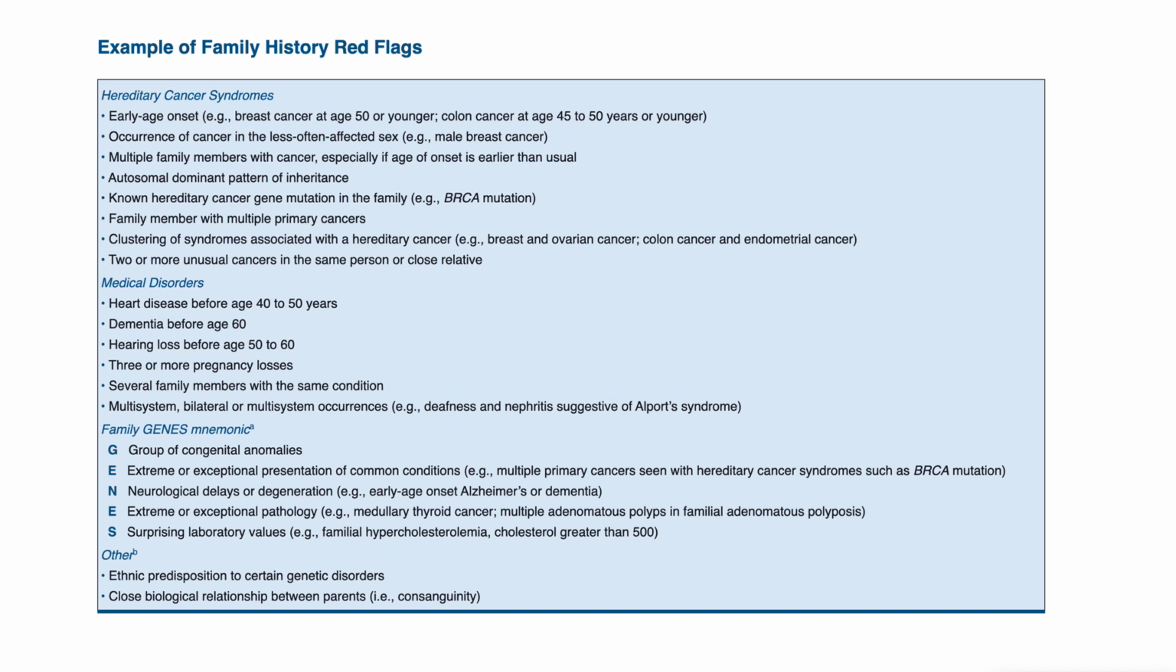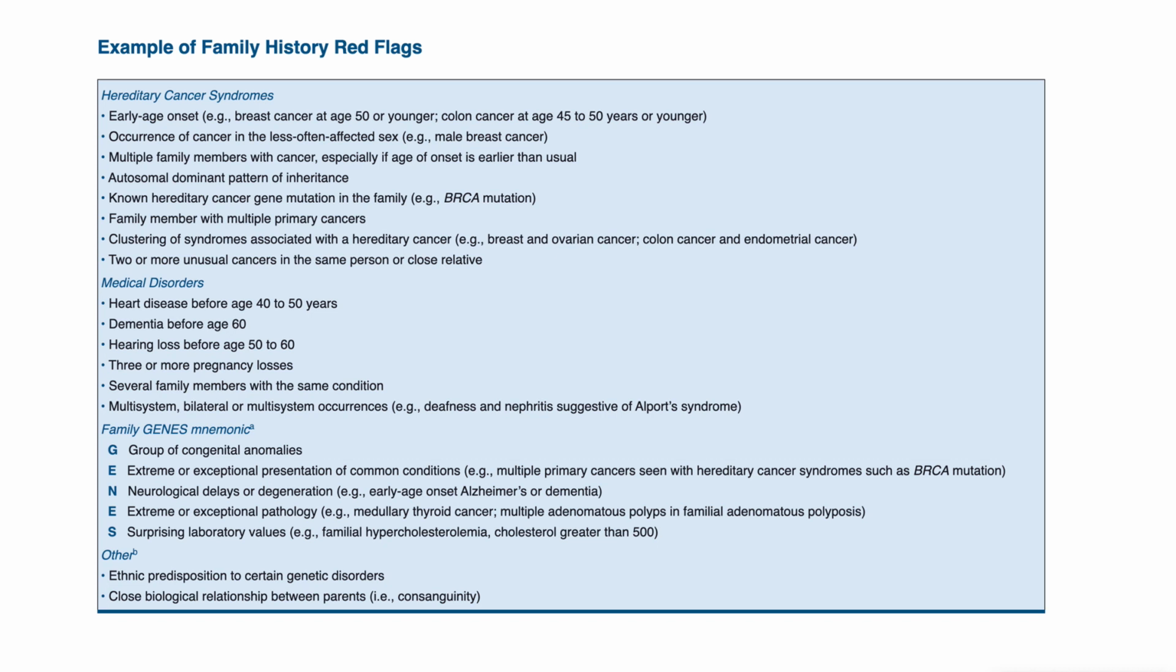Then in this mnemonic, family genes. G is group of congenital anomalies. E is extreme or exceptional presentation of common conditions. And the example they give here is multiple primary cancers seen with hereditary cancer syndromes such as BRCA mutation. N is for neurological delays or degeneration. E is for extreme or exceptional pathology, and S is for surprising laboratory values like familial hypercholesterolemia.